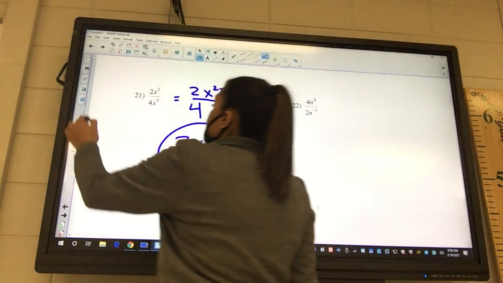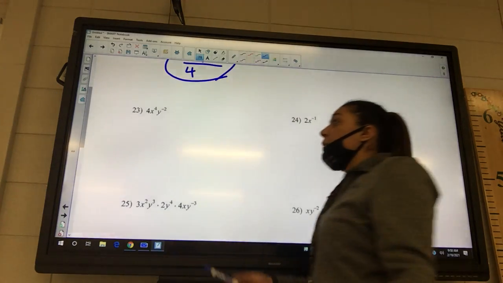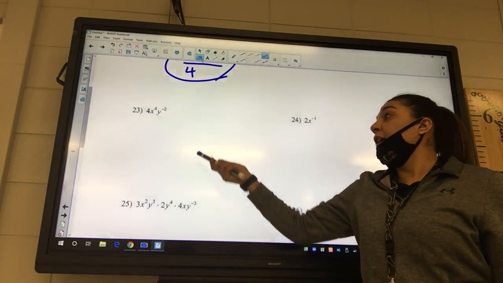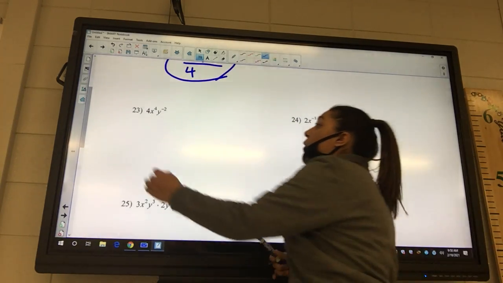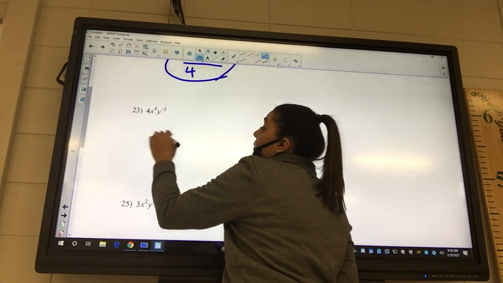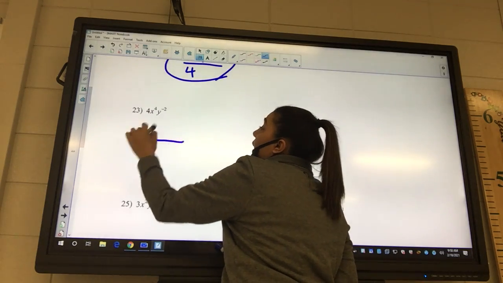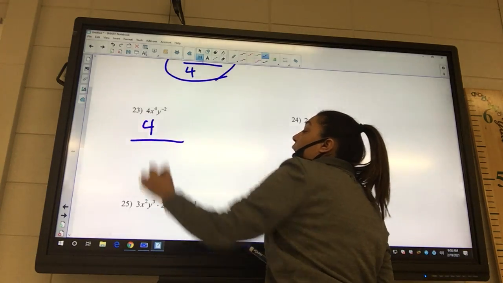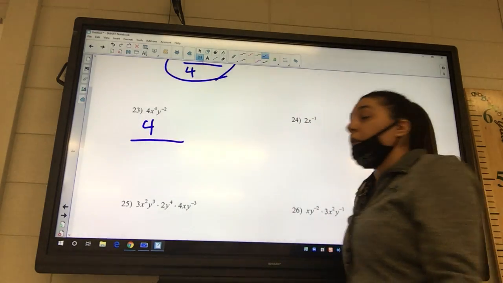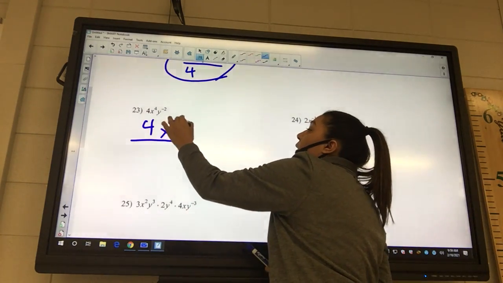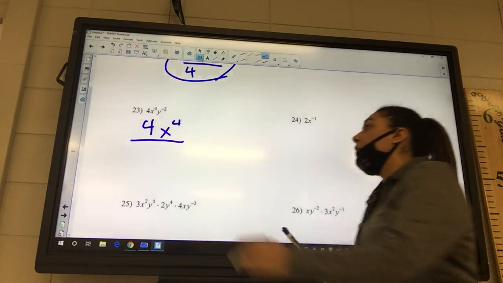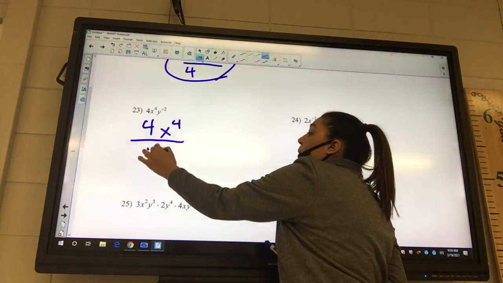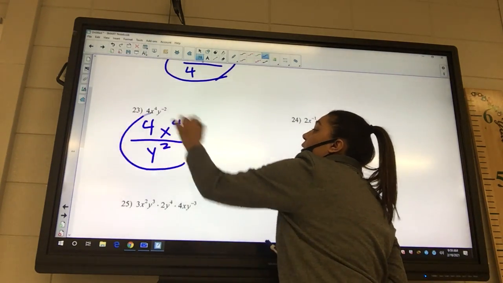Okay, 23. Same thing. This is just going to be simplifying. So we got 4. Is there any negatives? No. Okay, where does the 4 go? At the top. X to the 4. Top. Y to the negative 2. At the bottom, and it becomes positive.